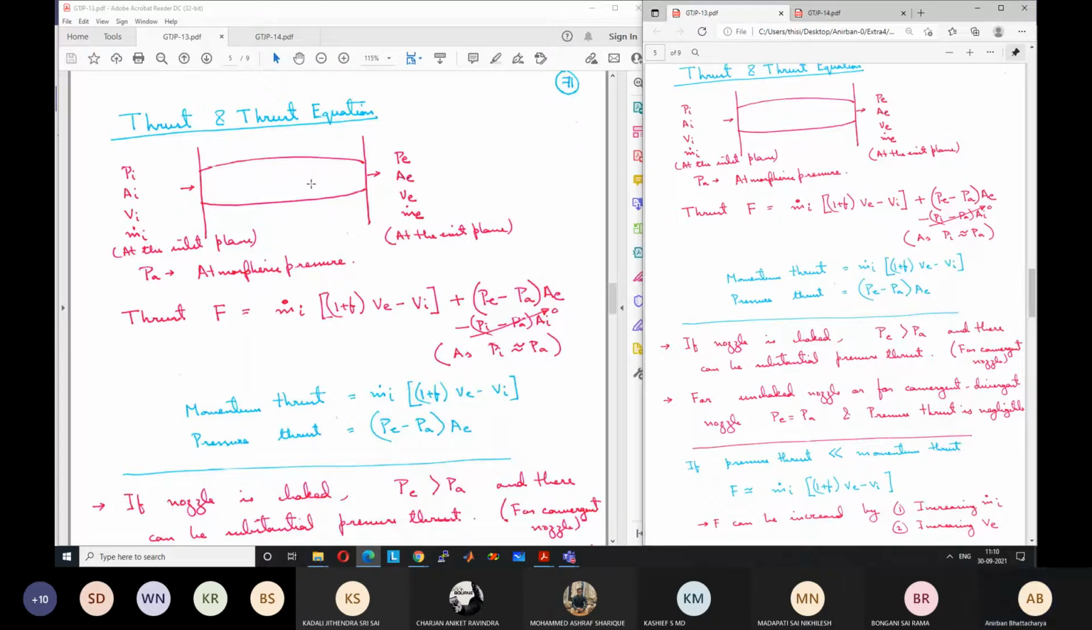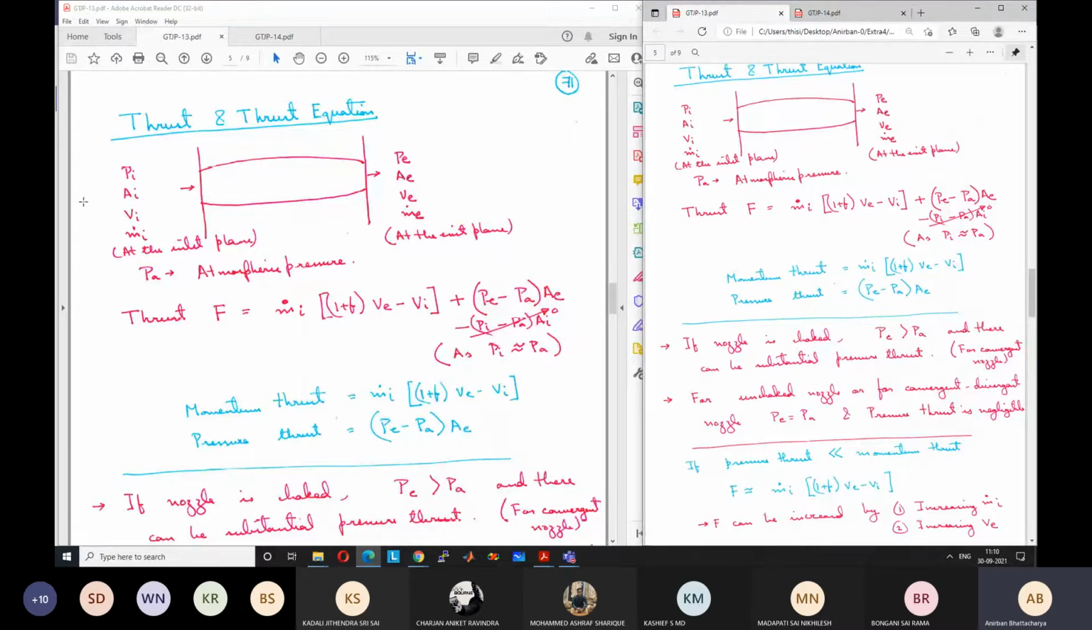So that is the thrust that is imparted on the engine. So this is equal to the change in momentum of the air or the gases through the engine in the other direction. So we want to find out what is the change in momentum.